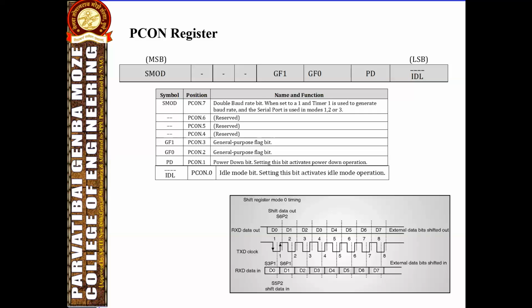In serial communication, the rate at which the data bits are transmitted is called the baud rate. The baud rate is defined as bits per second or the change in voltage level per second. The typical baud rates are 110, 330.